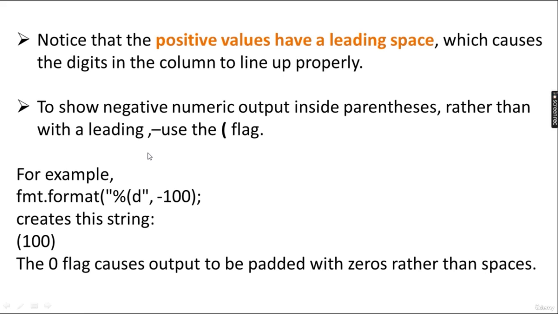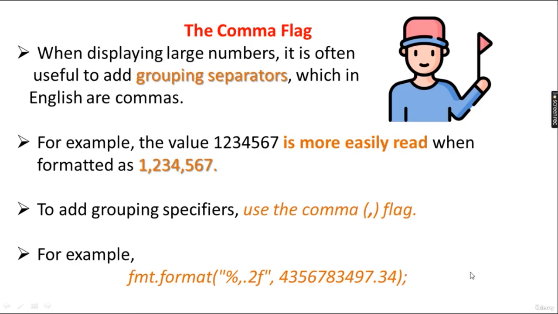By default, to show negative numeric output inside parentheses rather than with a leading minus, use the opening parenthesis flag. Positive values by default have a leading space, and for negative numeric output inside the parentheses you have to give the opening parenthesis flag instead of the leading minus. It is written as % opening parenthesis and d. The zero flag causes output to be padded with zeros rather than spaces.